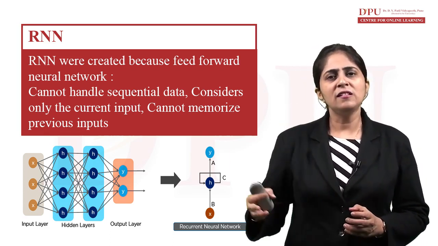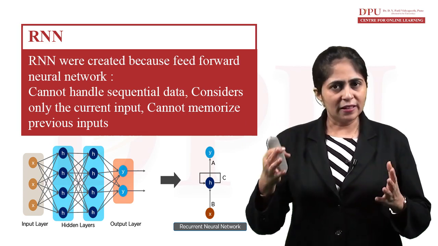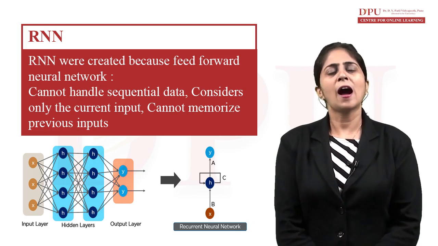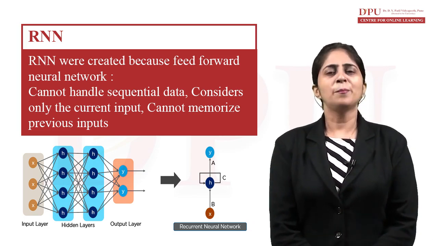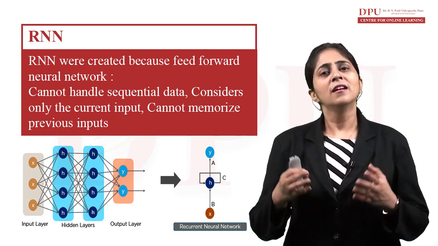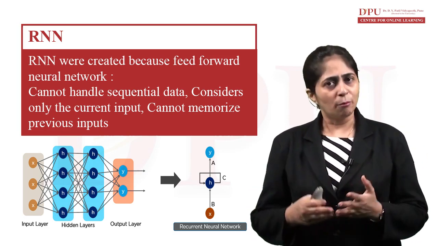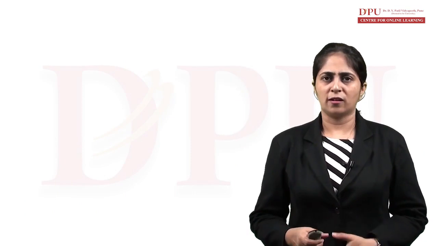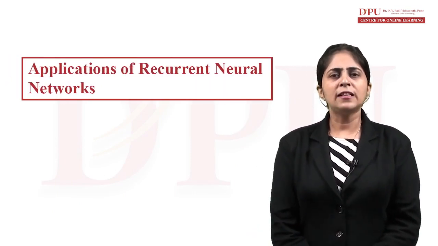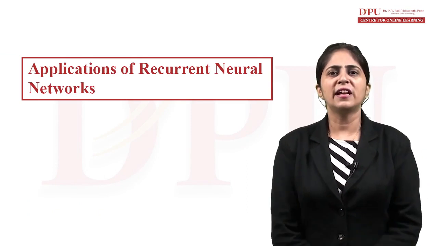And following these feedback paths, we can achieve the right result and then we can get the output from the output layer. So that is the basic difference between our RNN and the earlier studied feed-forward neural network. After this, let us talk about some of the applications where we are using this recurrent neural network nowadays.